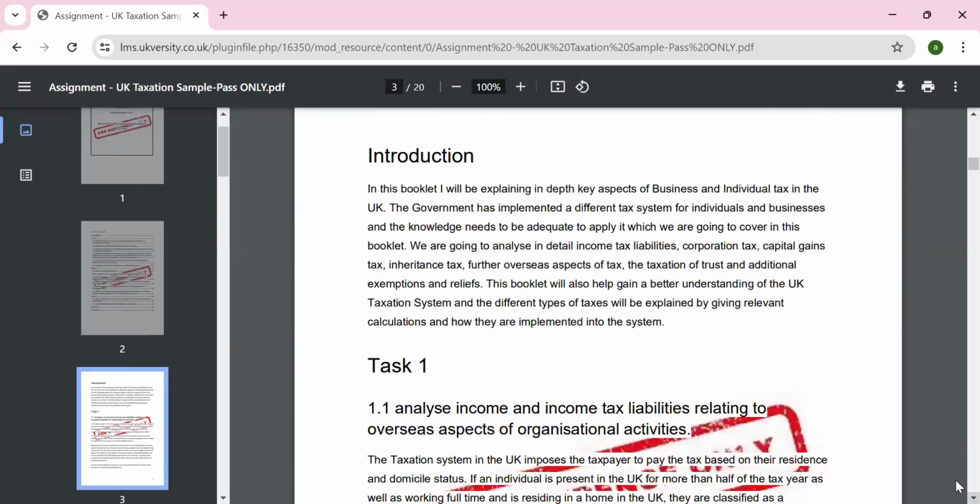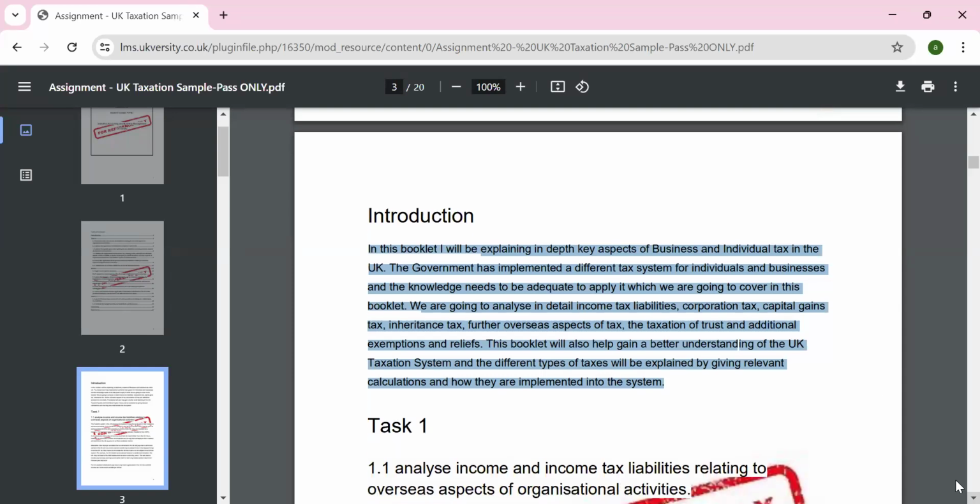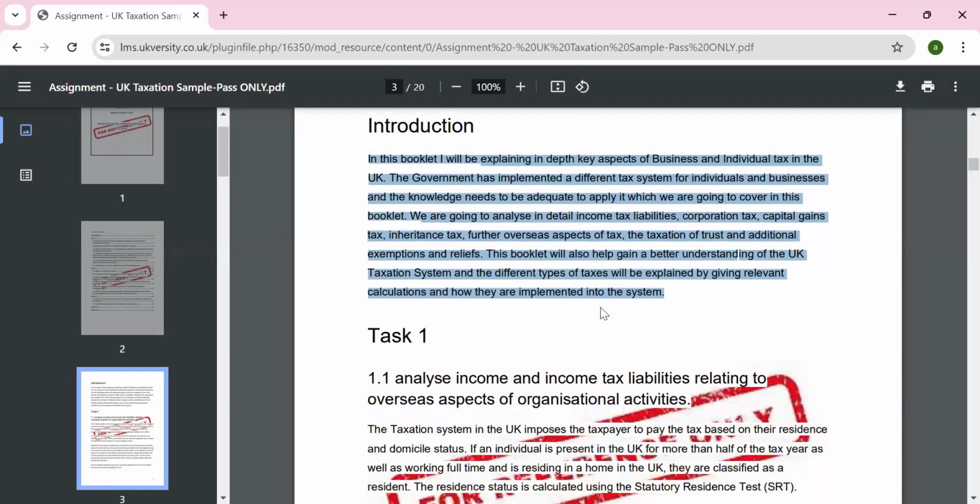If we look, you will see it is always good to have a little introduction. You can say that in this booklet we are going to explain the key aspects of business and individual tax. It is better not to use the words I or we, because the first person is normally not used in academic writing. That gives you the importance of taxation in the 21st century, why companies need to be compliant, and what consequences there can be if they don't comply. In this assignment you are discussing various elements of taxation.